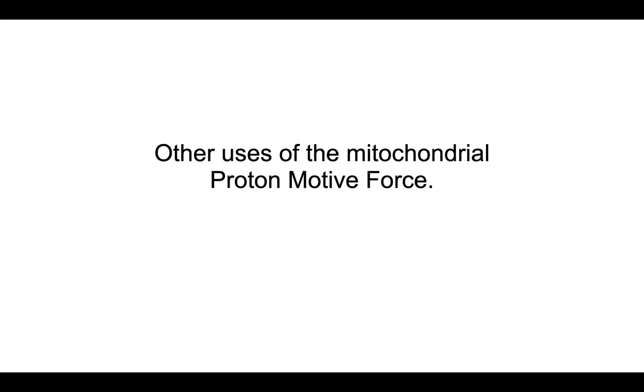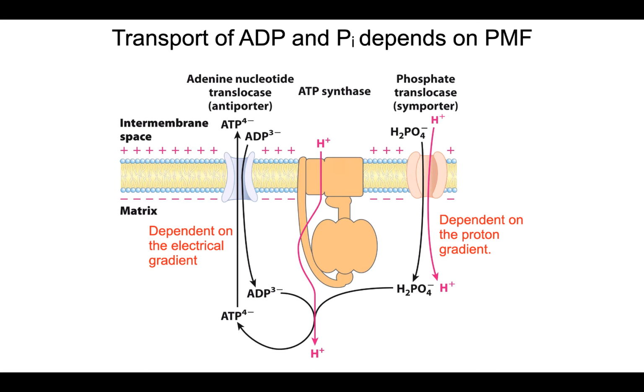So we saw how the electron transport chain is used to pump protons from the matrix into the intermembrane space. The energy involved in that proton gradient is referred to as the proton motive force. And we saw how that proton motive force can be used to make ATP. But there are other things within the mitochondria that use the energy of the proton motive force. For example, the transport of ADP and inorganic phosphate both depend on proton motive force.